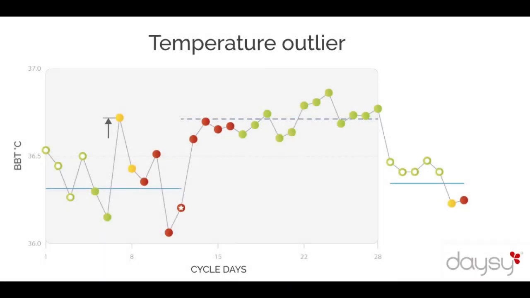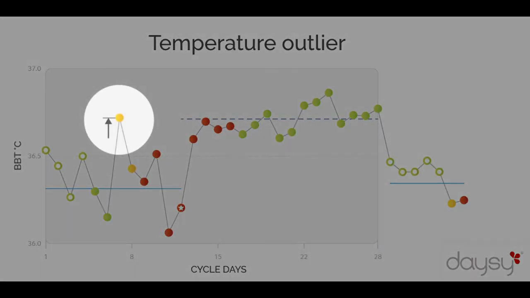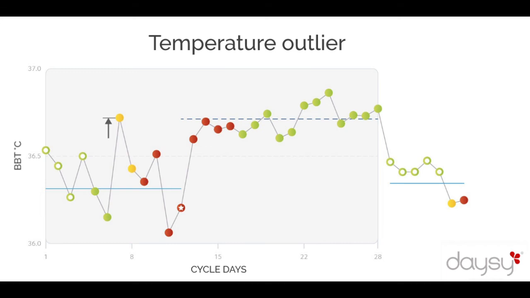If a measurement is clearly out of the range, Daysy will disregard it, but in case of doubt, Daysy will display it as a yellow or red day if within the fertile window. Such one-time outliers can be caused by alcohol consumption, fever, too little or very long sleep, or by incorrect measurement.